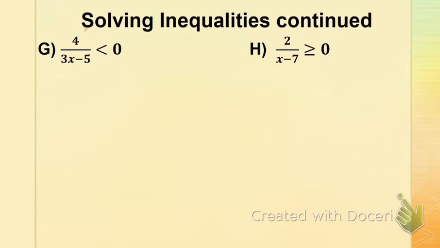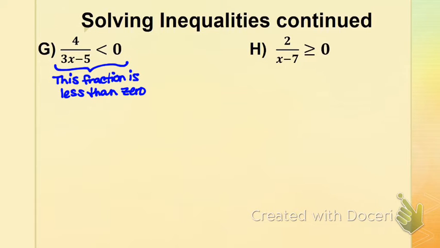What does it mean for something to be less than 0? Negative. It's a negative. Okay, so I'm going to write out in words what this says, because that's going to help me figure out what I need to do. This fraction is less than 0. That means it is negative.